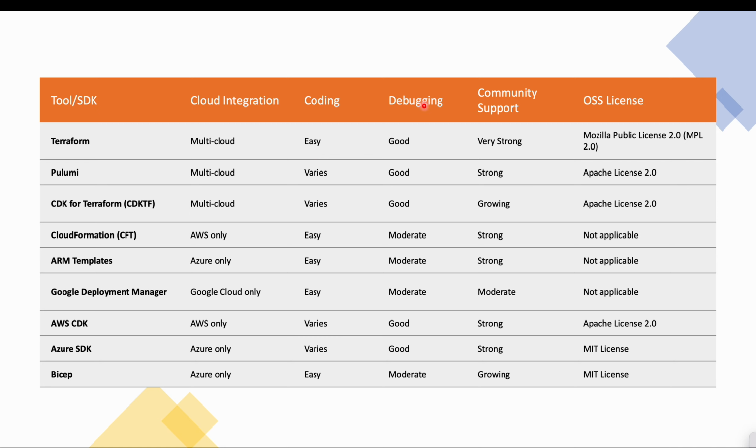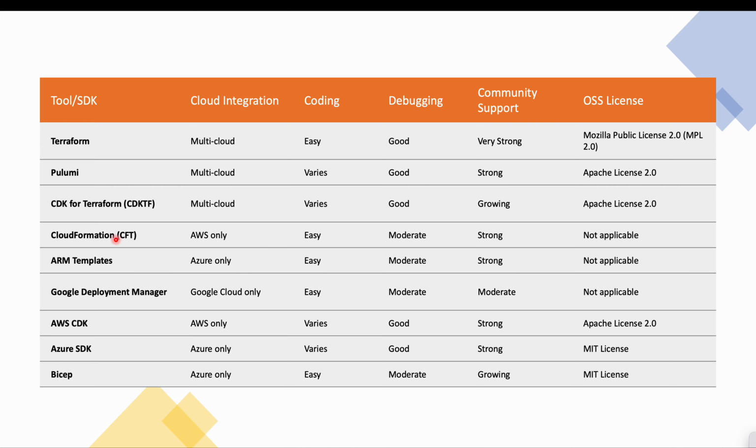When you come to debugging, all three are very good. And for community support, Terraform has very good community support, comparatively more than Pulumi. CDK for Terraform is just growing. When you come to the license part, actually all these tools are open source. Terraform has the open source Mozilla Public License, Pulumi has Apache License 2.0, and CDK for Terraform also has Apache License 2.0.